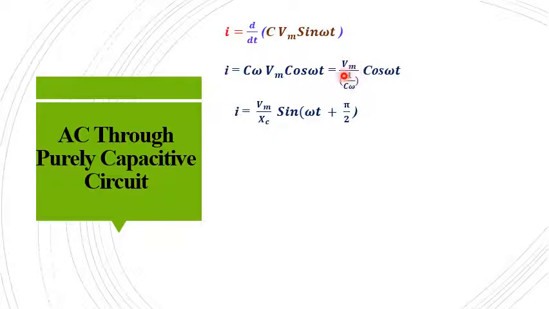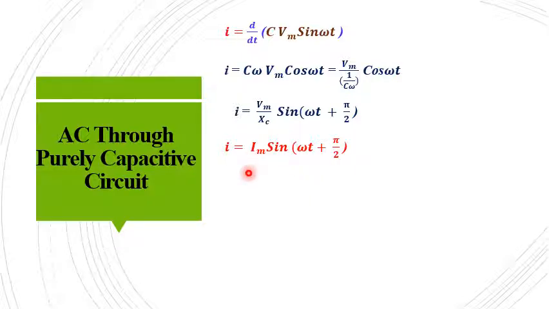Here 1 by C omega is written as Xc, known as capacitive reactance. That is the opposition offered by the capacitor to the current flow. This capacitive reactance Xc is equal to 1 by C omega. Here we can see that Vm by Xc is the maximum value of current. So we can write current I is equal to Im sin(omega t plus pi by 2).